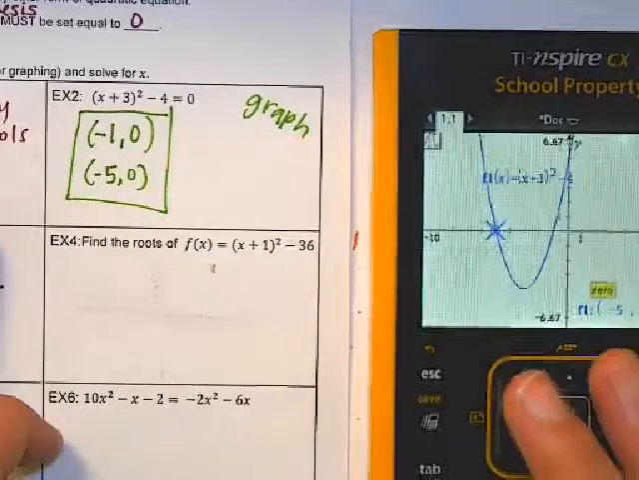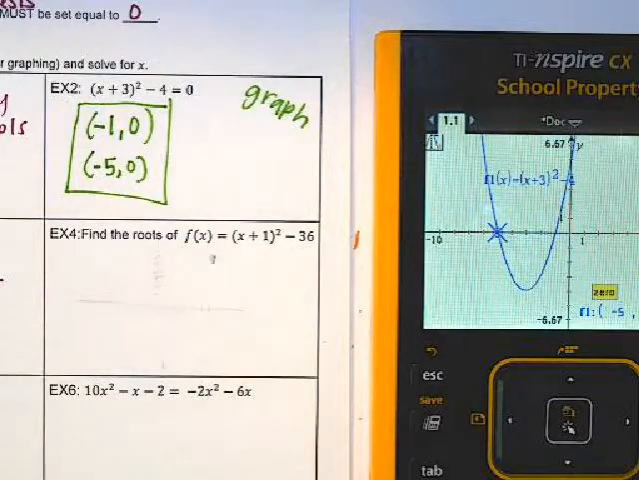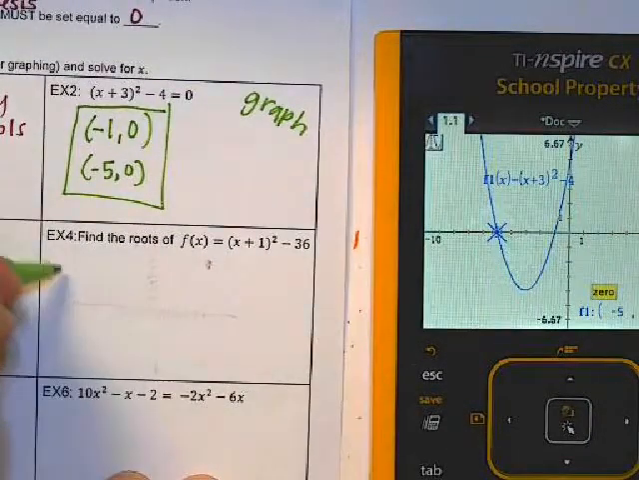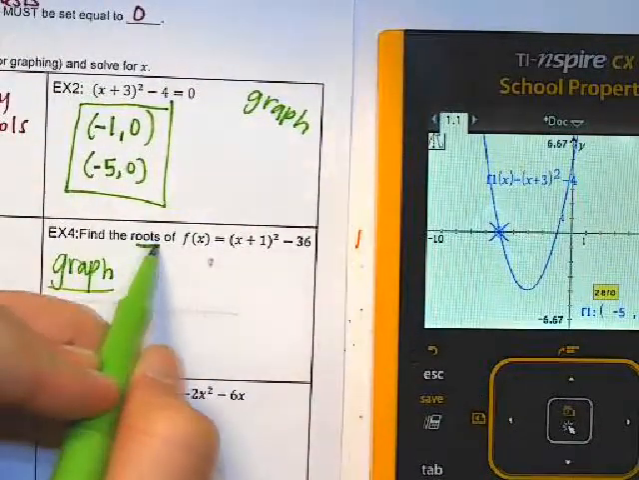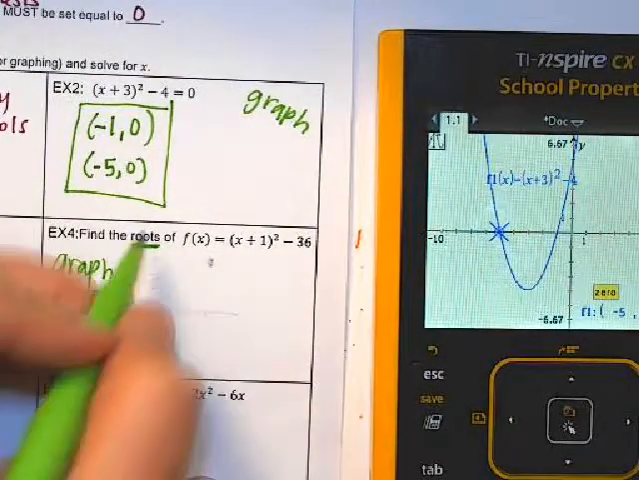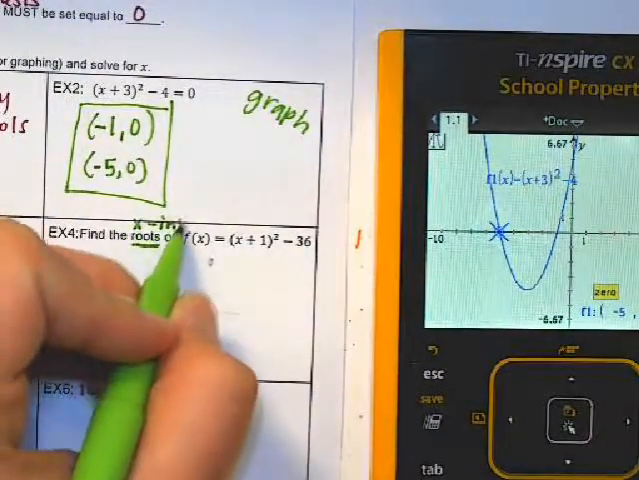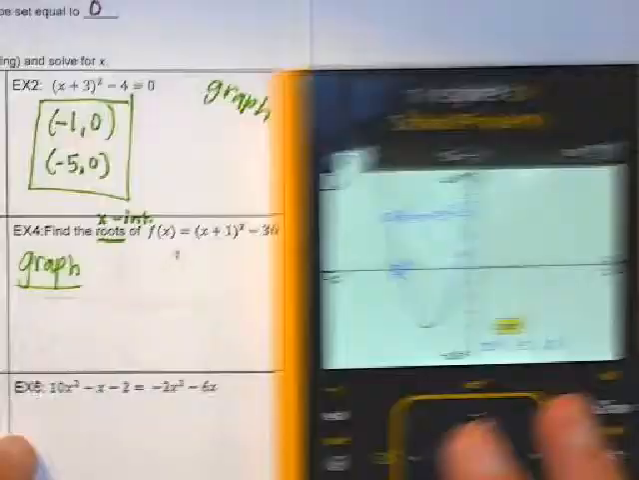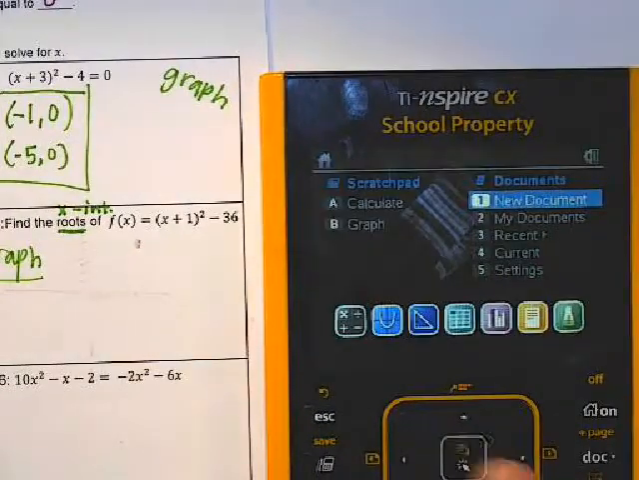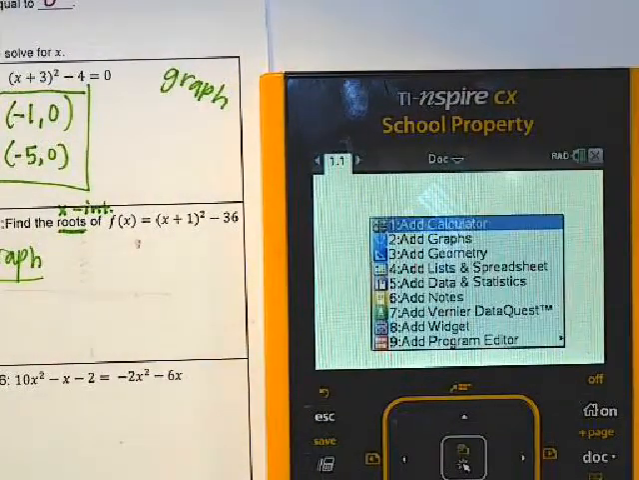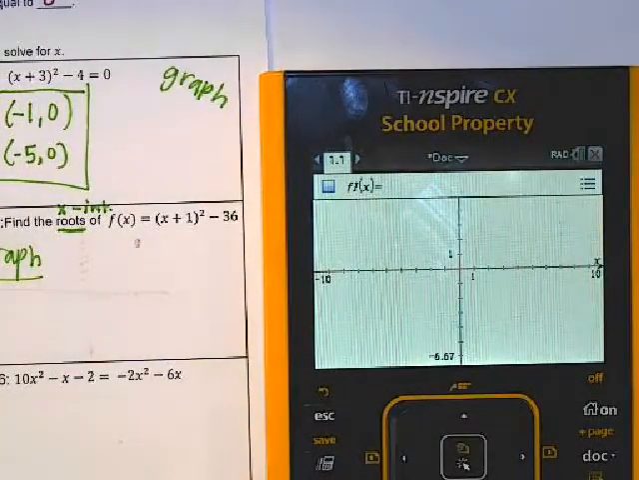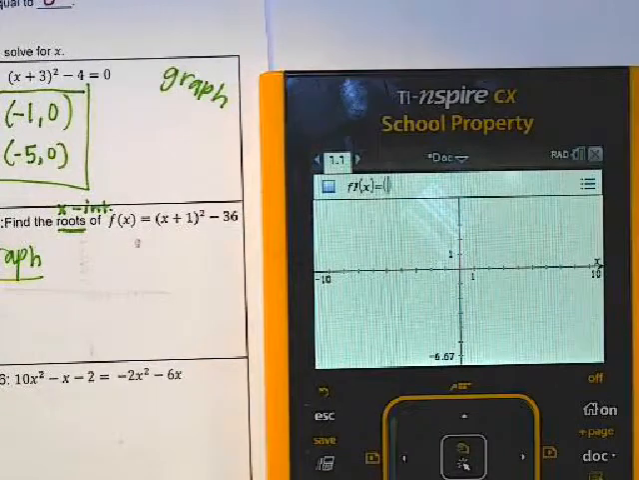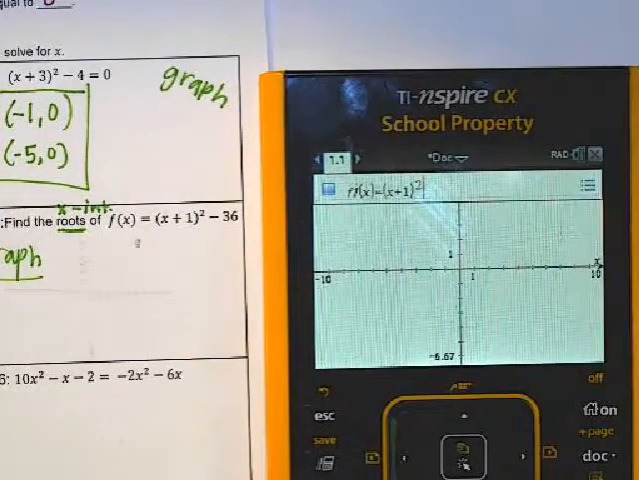Look at number 4, right underneath it. Is this going to be a polynomial tool or a graph? How do you know? It's got parentheses. What is find the roots? What's roots mean? X-intercept. I'm trying to find the X-intercept. So we need to go to a new graph. And I'm going to plug it exactly how it looks. Parentheses, x plus 1 squared minus 36.